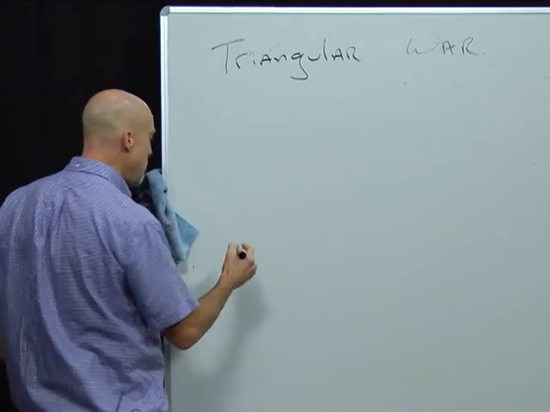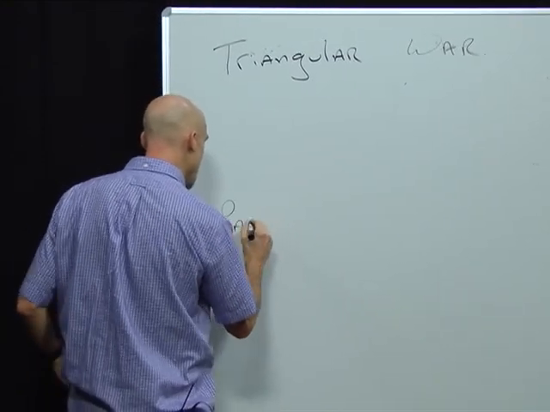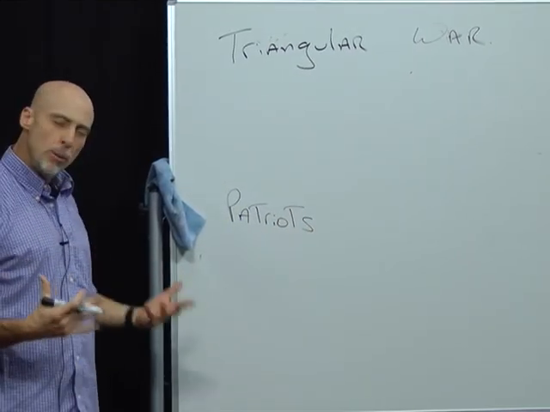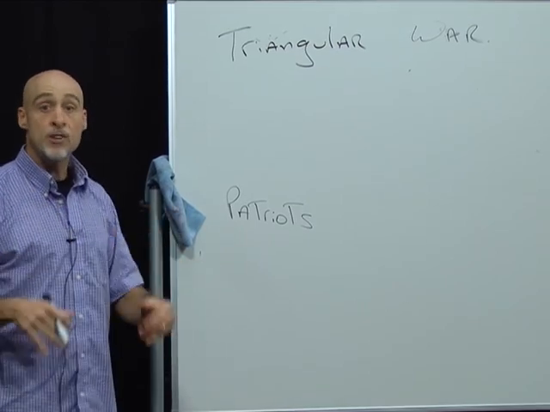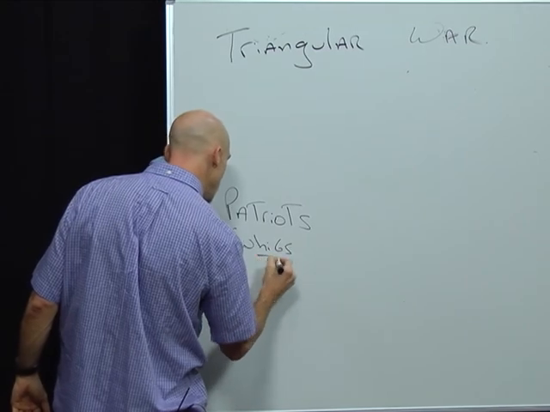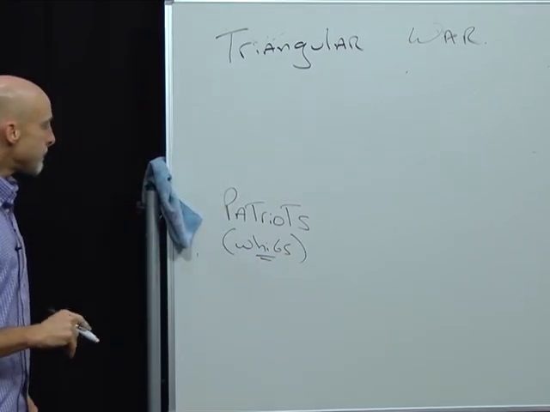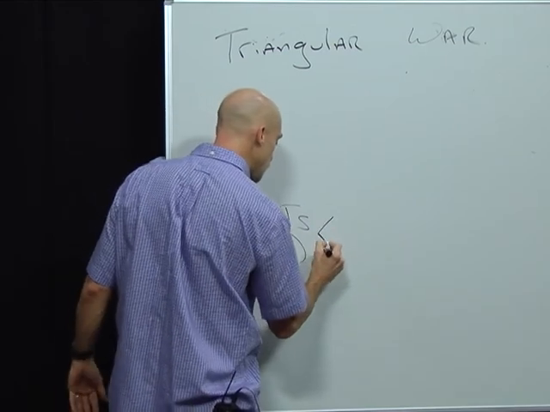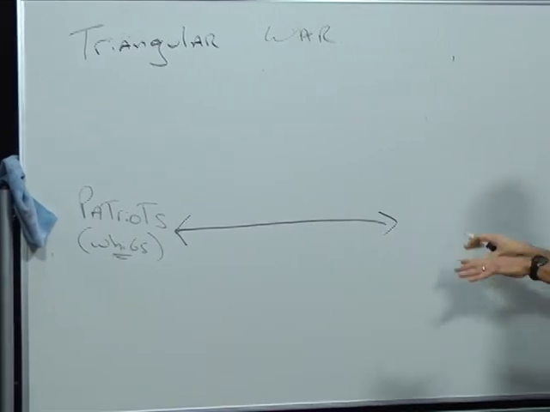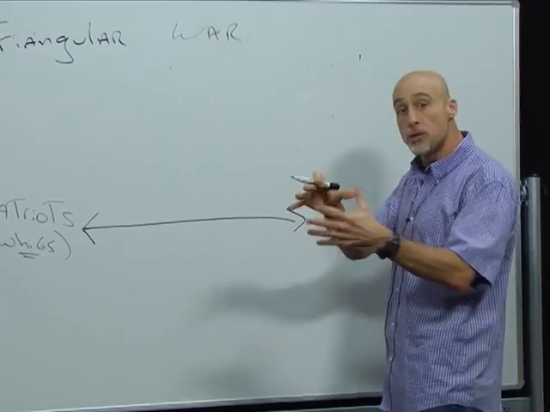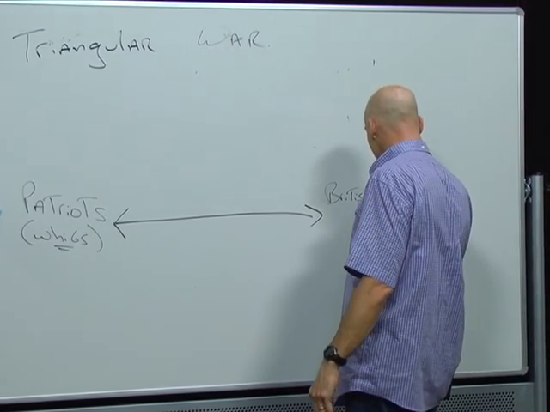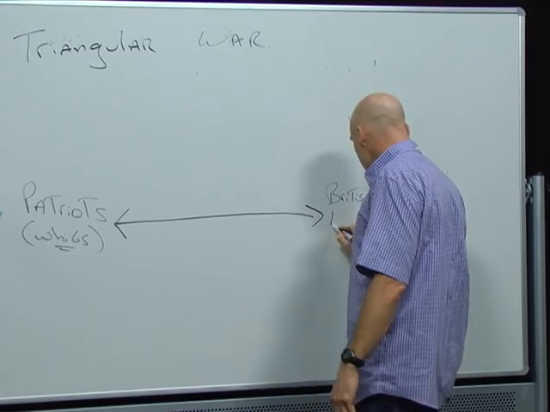Well, on one side, we have the Patriots. These are colonial citizens who have openly engaged in insurrection against the British Empire, right? They would often call themselves Whigs. It's a political identity. And in direct confrontation, they're fighting two groups that were unified. They're fighting against the British, and they're also fighting against the Loyalists.